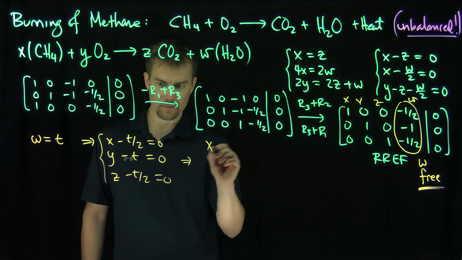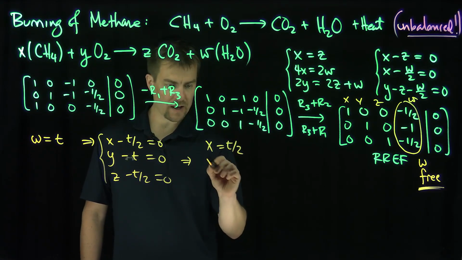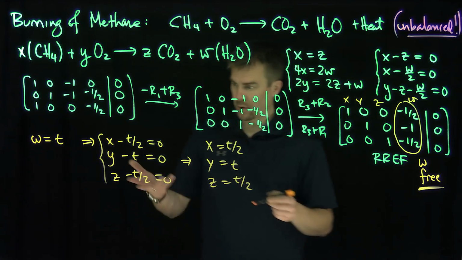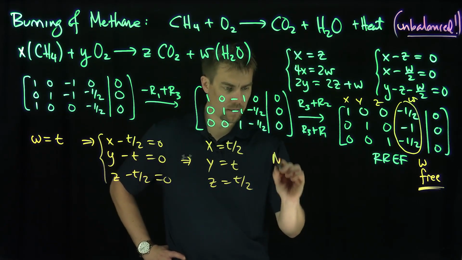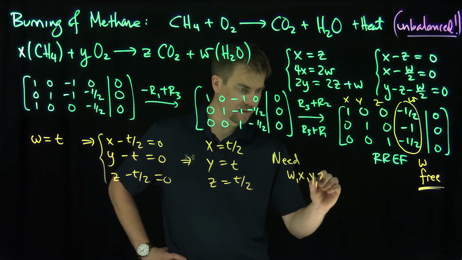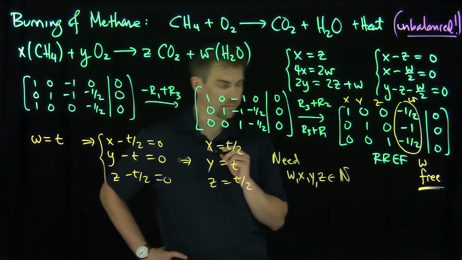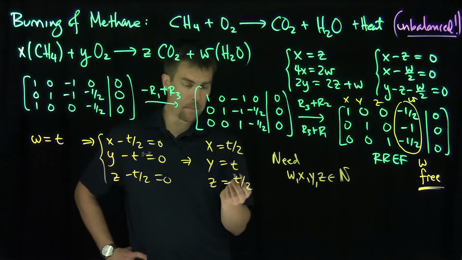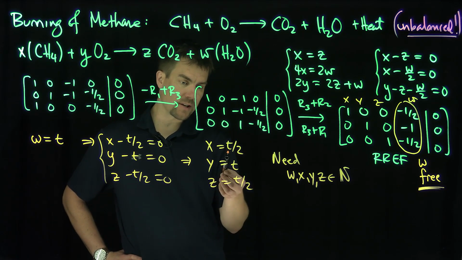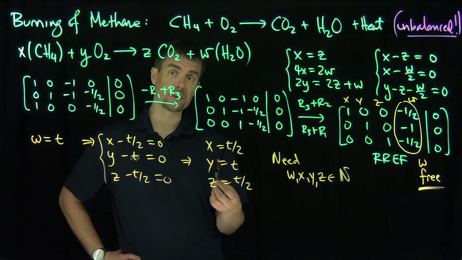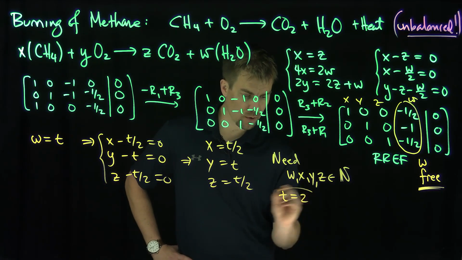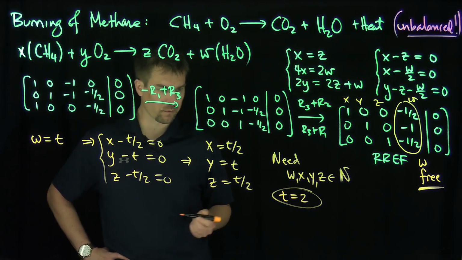Which of course says that X is T over 2, Y is equal to T, and Z is equal to T over 2. And W is just equal to T, and we need W, X, Y, and Z to be whole numbers. There are lots of solutions, but these have to be integers, and I can make this an integer as long as T is a multiple of 2. The smallest multiple of 2 will give us the most efficient way of writing this, so I'm going to take T to be equal to 2. That's the smallest integer choice that's going to work.